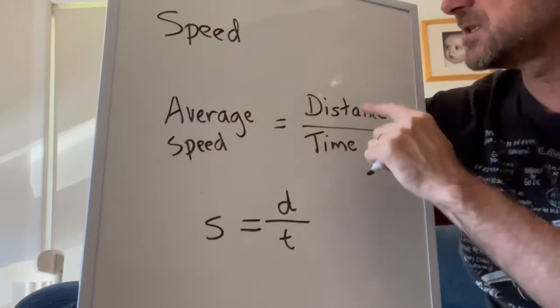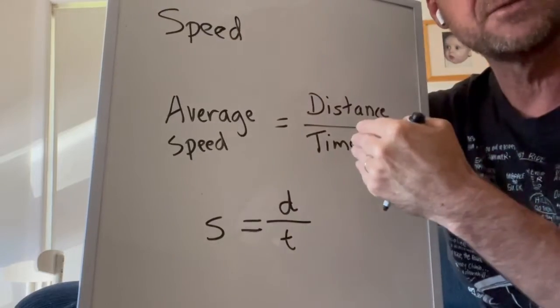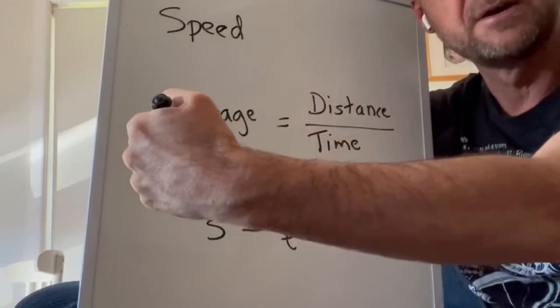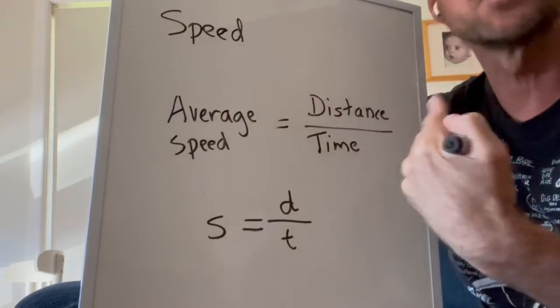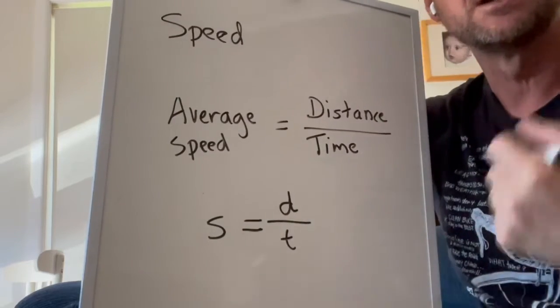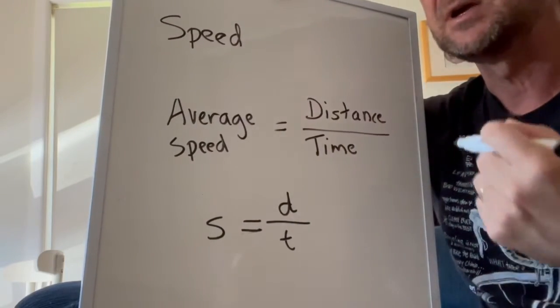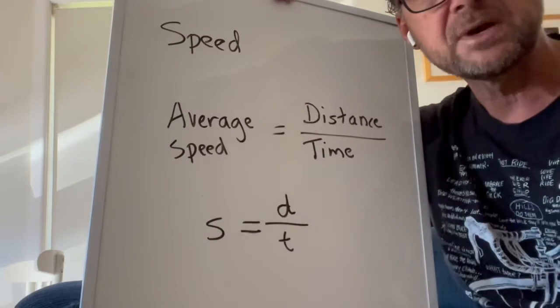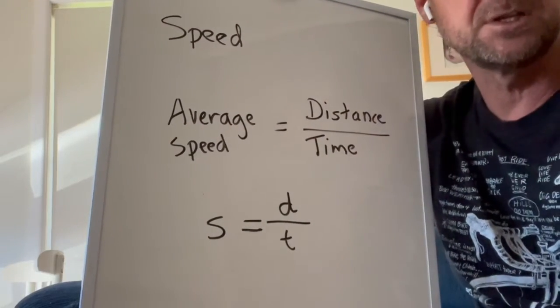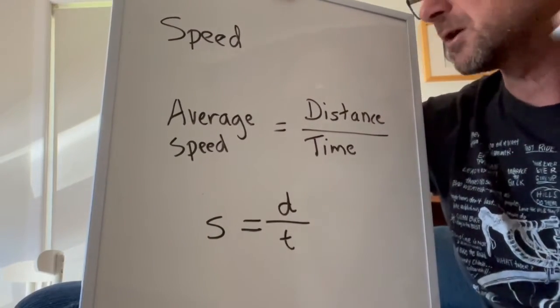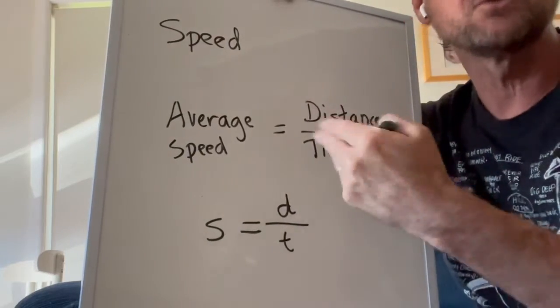Let's talk about each of these things. Distance travelled is how far you've gone from your starting point to the end of the measurement point. For example, if you're doing a 100-metre running race, 100 metres is the distance travelled. If you're driving from, say, Melbourne to Ballarat, then it might be 100 kilometres. The time taken literally means how long it took you to do that.